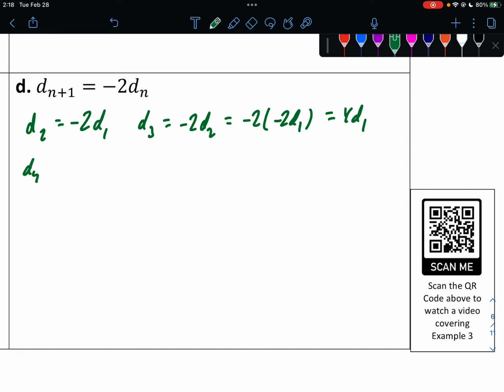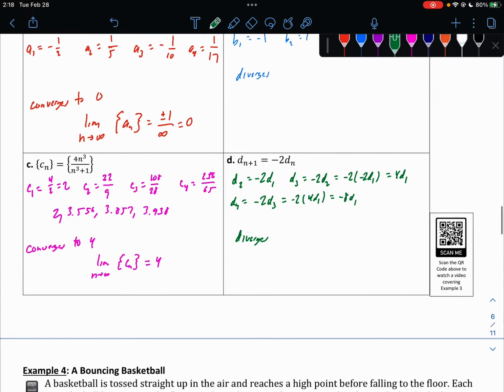And d sub 4 would be negative 2 times d sub 3, which is negative 2 times 4 d sub 1, which is negative 8 d sub 1. So basically, we're just going to take d sub 1 and multiply it by negative 2, then times 4, then times negative 8. This looks like it's going to be diverging, because we're not going to be getting closer and closer to some specific number as we get bigger and bigger.